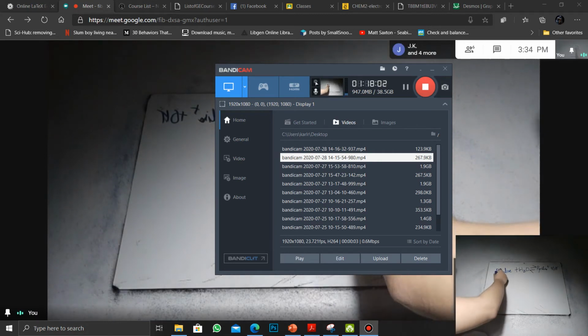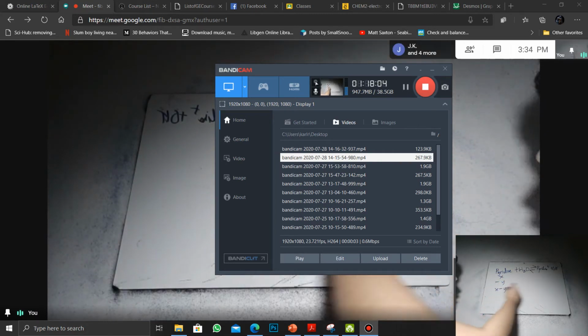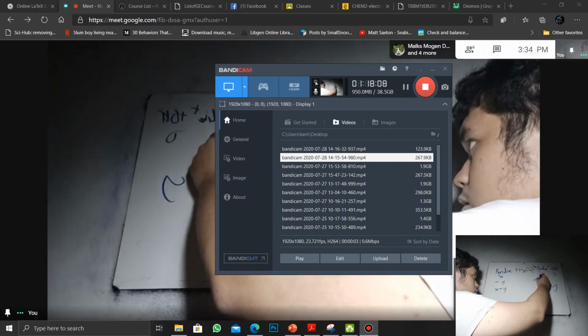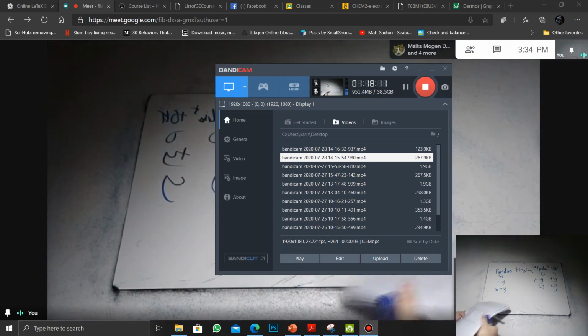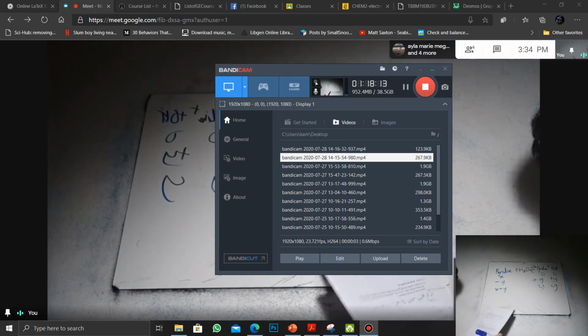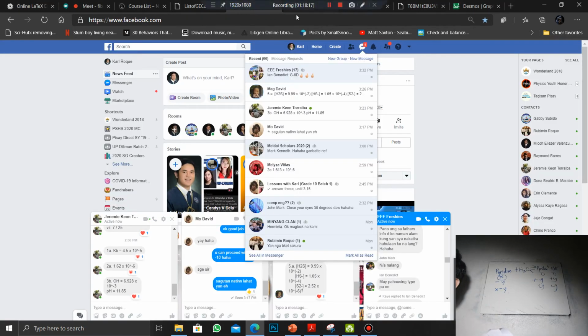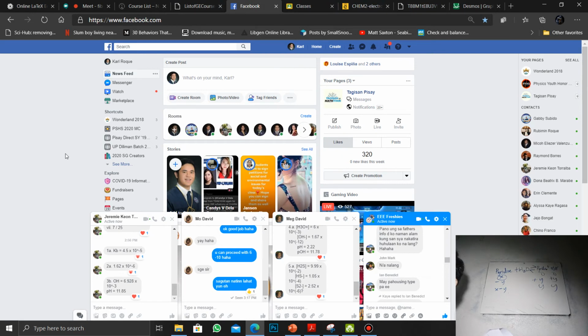X minus Y, Y, no? Kasi hindi rin natin alam kung ito yung hinahanap natin yung x, no? Hindi natin alam eh. Kaya x minus y, tsaka y, di ba? Kaya yun yung hinahanap natin. Oh, what else? Wait lang ah.